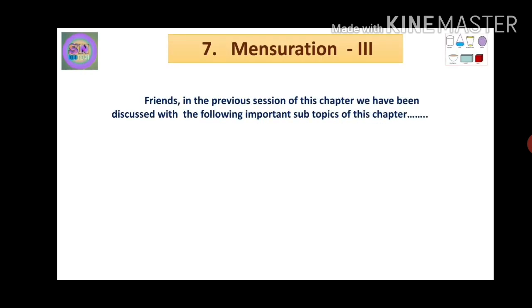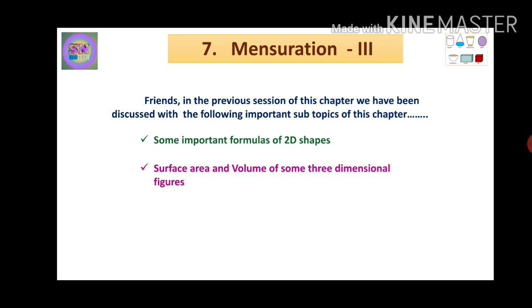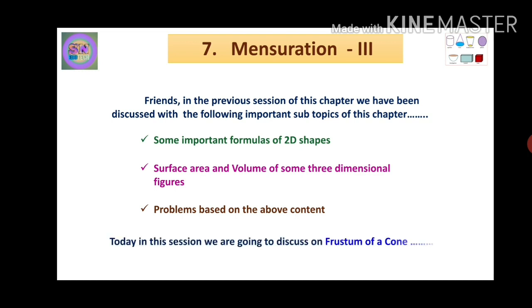Friends, in the previous session of Mensuration Part 2, we discussed the following important subtopics of this chapter: some important formulas of 2D shapes, surface area and volume of some three-dimensional figures, and problems based on the above content. Today, in this session, we are going to discuss the frustum of a cone.